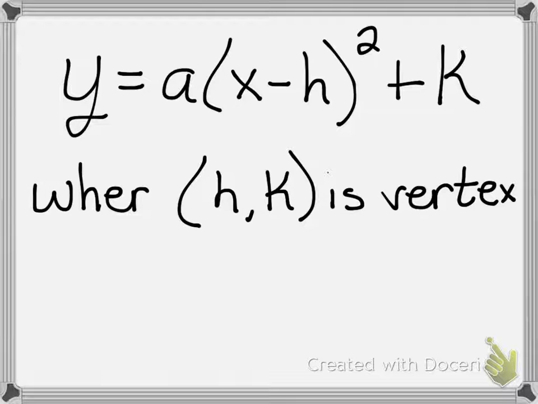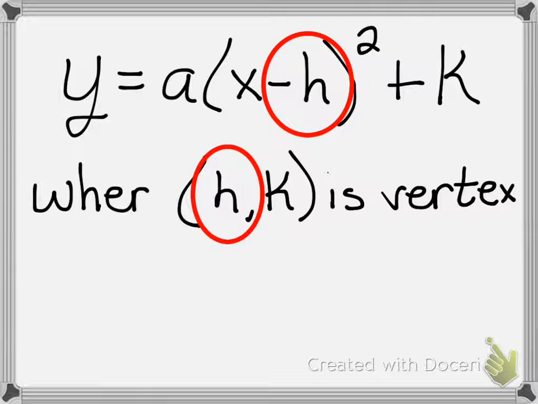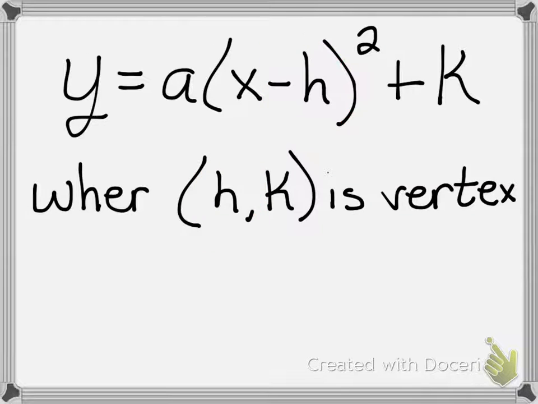Now, h and k are going to be the x and y values of your vertex. Now, it's really, really important to look at this h value here. The equation is x minus h. Therefore, whatever your value is in your vertex, your x value, in the equation it's going to be opposite of what you see. So make sure you watch that.